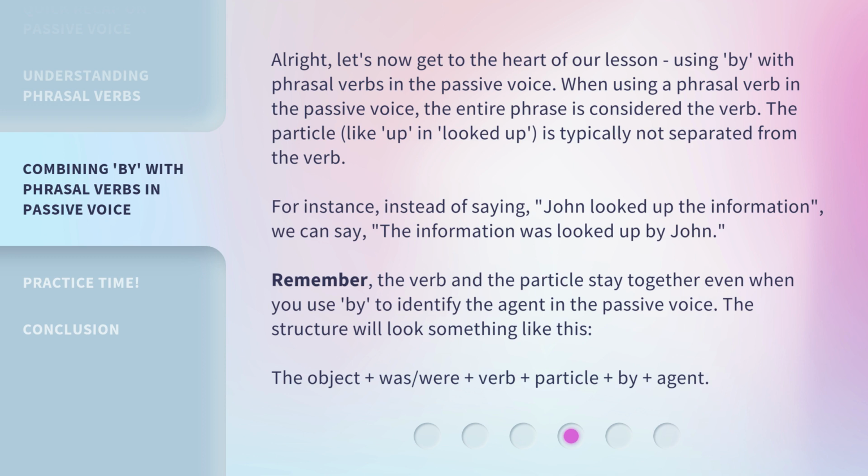Remember, the verb and the particle stay together even when you use "by" to identify the agent in the passive voice. The structure will look something like this: the object plus was/were plus verb plus particle plus by plus agent.